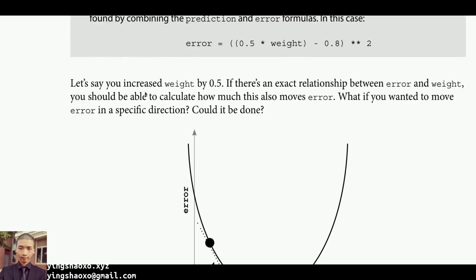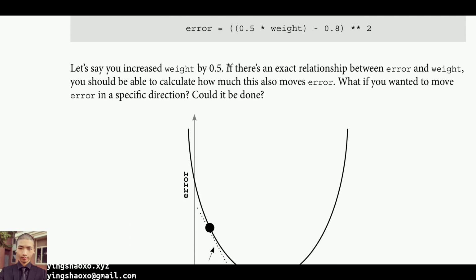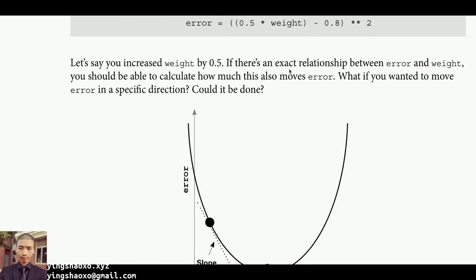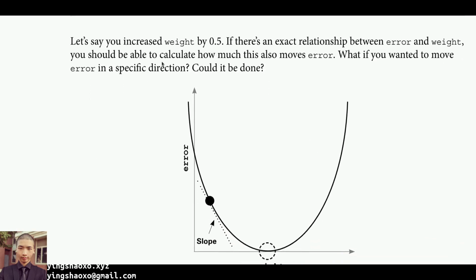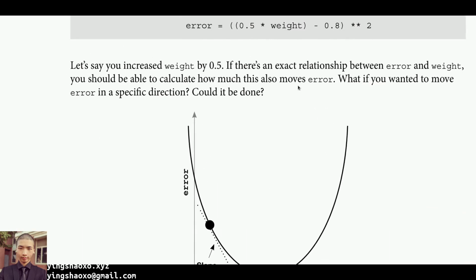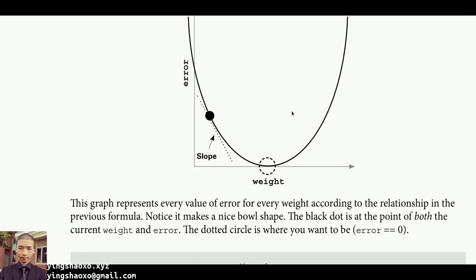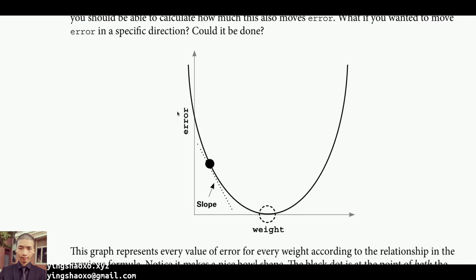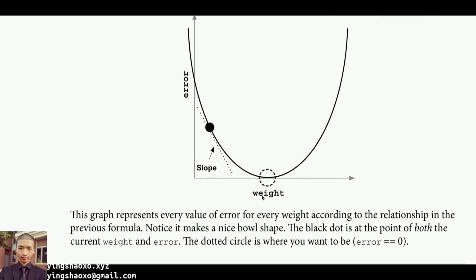Let's say you just increased the weight by 0.5. If there's an exact relationship between the error and the weight, you should be able to calculate how much this also moves the error. What if you wanted to move error in a specific direction? Could it be done? Here's a graph of the error and the weight.